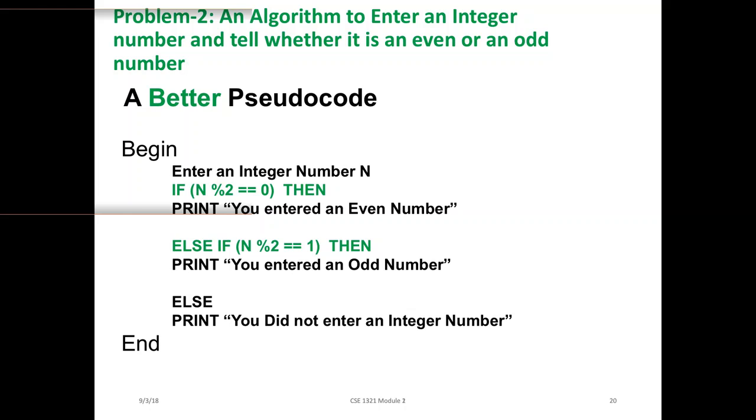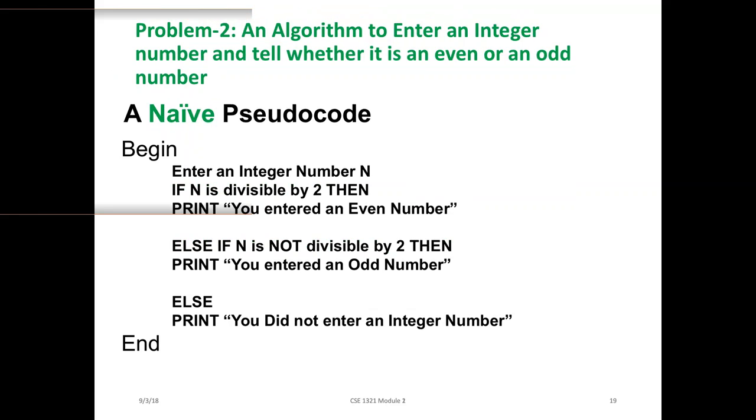Else if n percent 2, this percent is the modulo operator, it finds the remainder, is 1, then it is an odd number. So this algorithm is better than the other one. When you revisit your algorithm time by time, day by day, you will learn how to make your algorithm updated and better, right? So this is the way of learning programming.